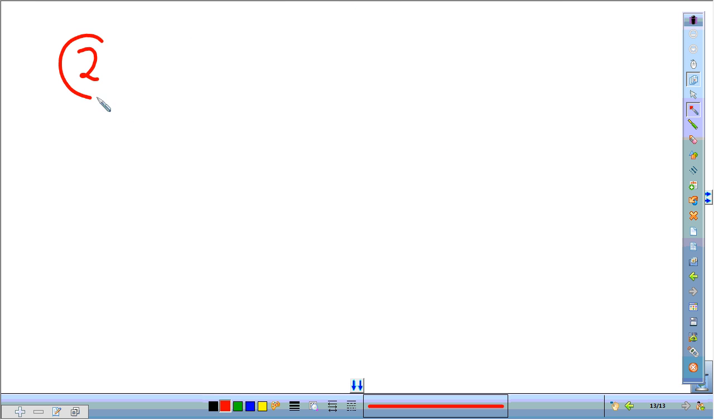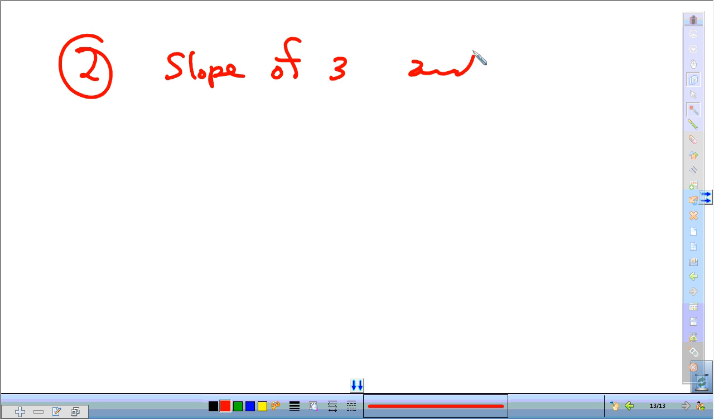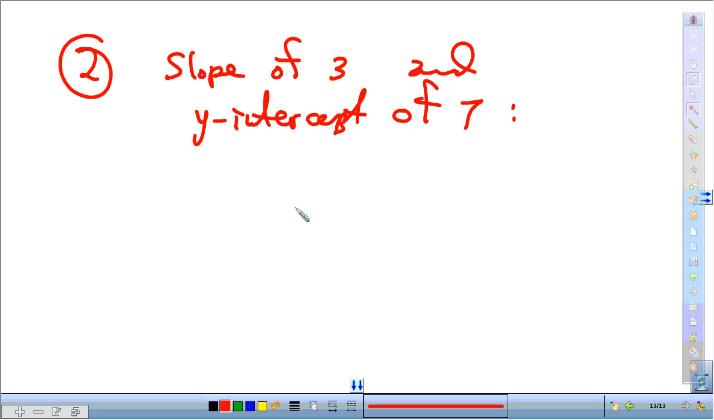What about a slope of 3 and y-intercept of 7? So then it would be y equals 3x plus 7.